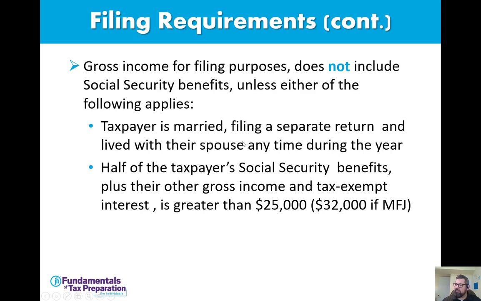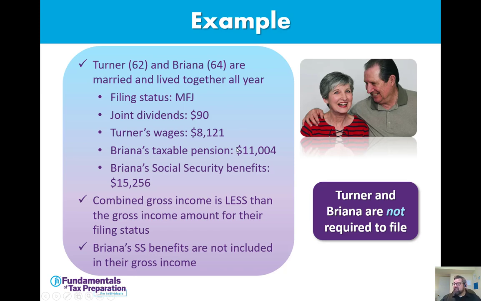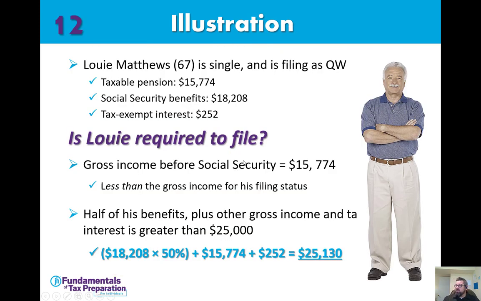So this gives an example of that. Well, no, it's an example of just whether they need to file or not. So they're married filing jointly. Basically, you add all this up, and if you're not including Social Security benefits in here, then they fall under the threshold and they don't have to file. Here's one where the taxpayer does have to file and some of his Social Security benefits are taxable.